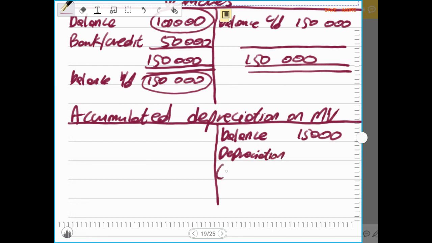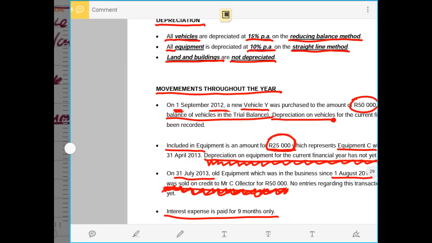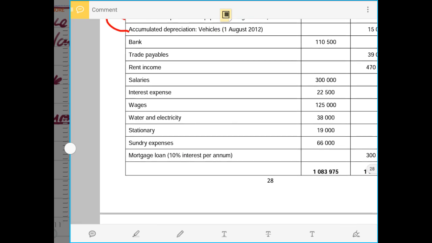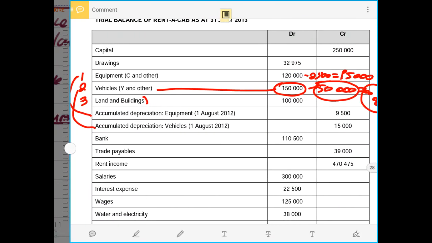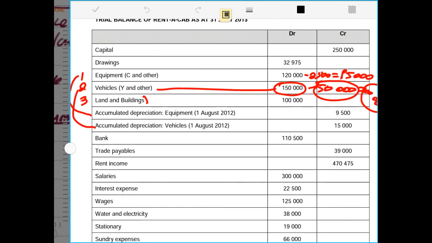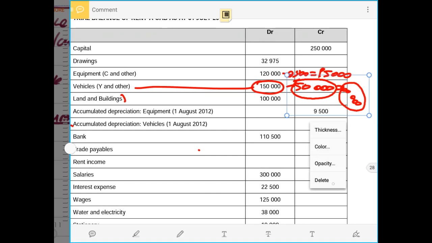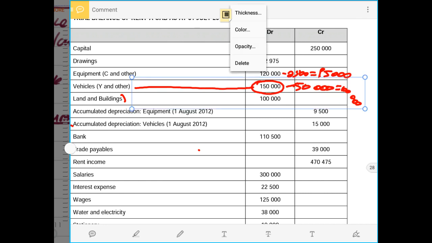Depreciation, I just open brackets here, 6,875, because there's still another depreciation that is coming for the old vehicle that was in the business before the purchase of the new vehicle. So now we've accounted for depreciation for motor vehicle Y, and remember the old vehicle cost an amount of 100,000 rands. Let me just delete that now.